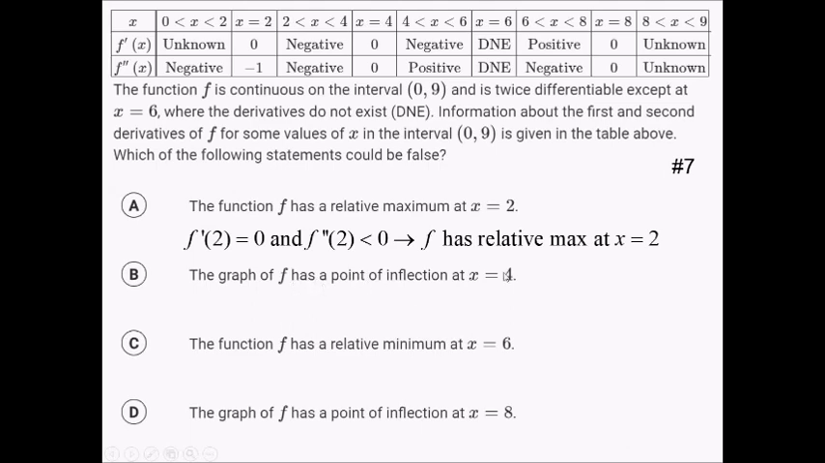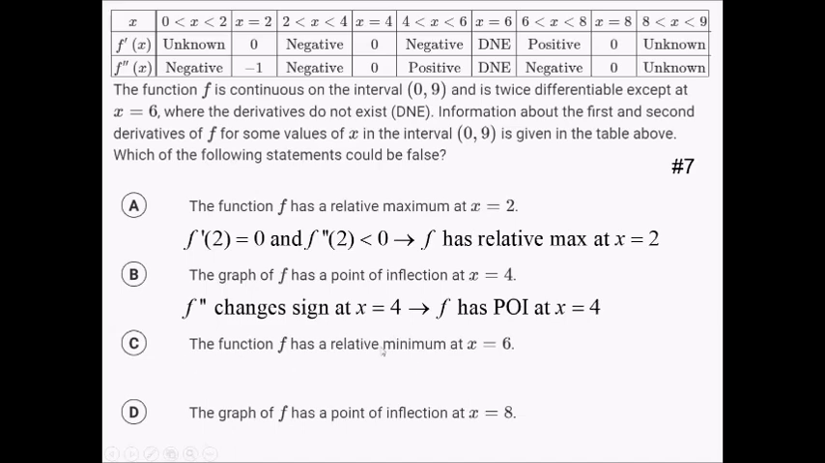Since choice A matched up with what they said, moving on to x equals 4. Choice B, point of inflection at x equals 4. For a point of inflection, we're looking for f double prime of 4 to be either 0 or not exist. We've got f double prime of 4 is 0, so that's good. We also have a sign change at x equals 4 from negative to positive. The sign change is also the big key for a point of inflection: no sign change, no point of inflection. But we see a sign change here, so we can conclude we do have a point of inflection at x equals 4.